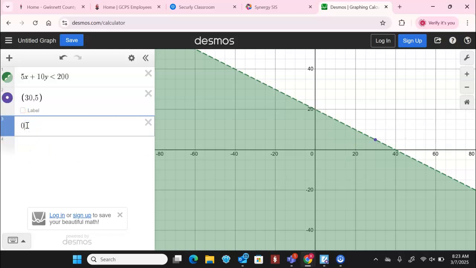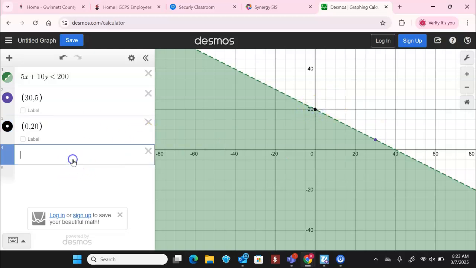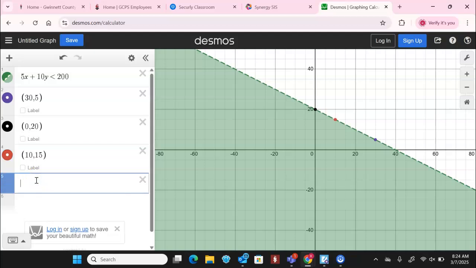Then we could have done 0 tomatoes. So again, plug in the point: 0 tomatoes and 20 peppers. Another point that is also on the line we could not use, because 200 has to be under. Then we had 10 tomatoes and 15 peppers. Another point that's on the line, also not in the shaded area, and it doesn't belong.